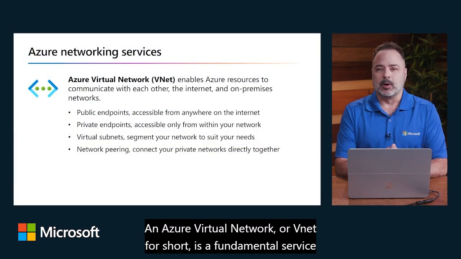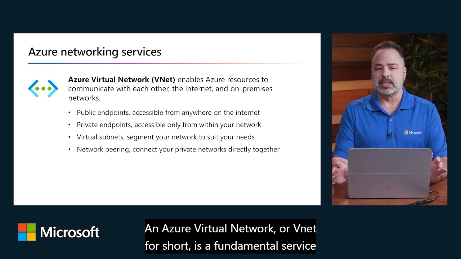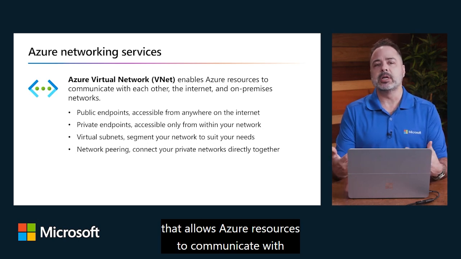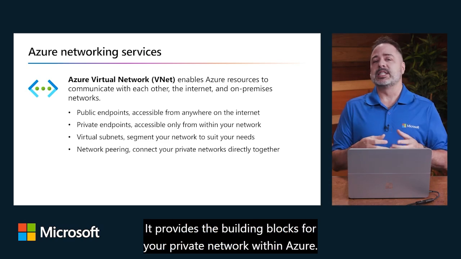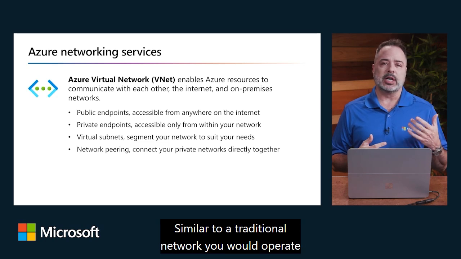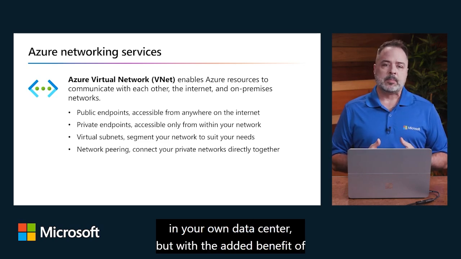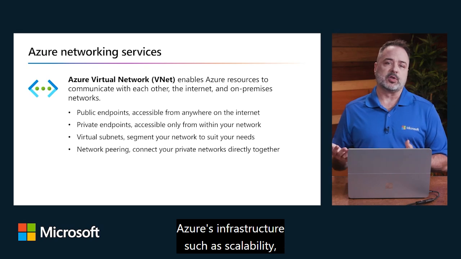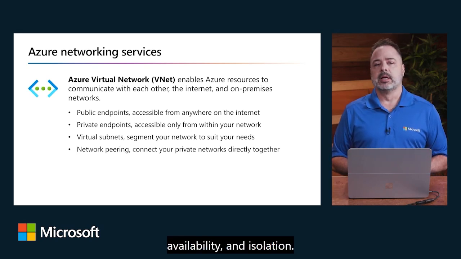An Azure Virtual Network, or VNet for short, is a fundamental service that allows Azure resources to communicate with each other, to the internet and/or on-premises networks. It provides the building blocks for your private network within Azure, similar to a traditional network you would operate in your own data center, but with the added benefit of Azure's infrastructure, such as scalability, availability, and isolation.